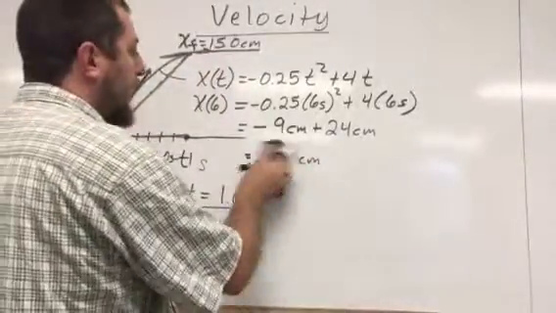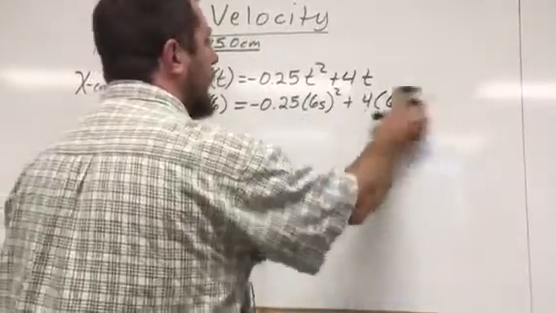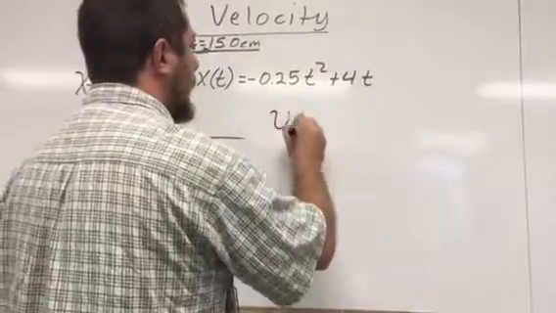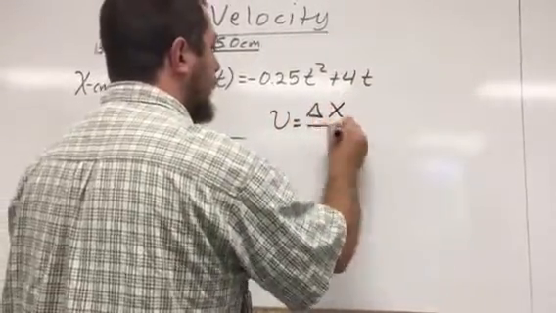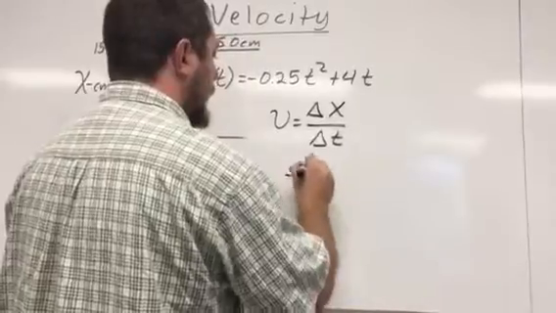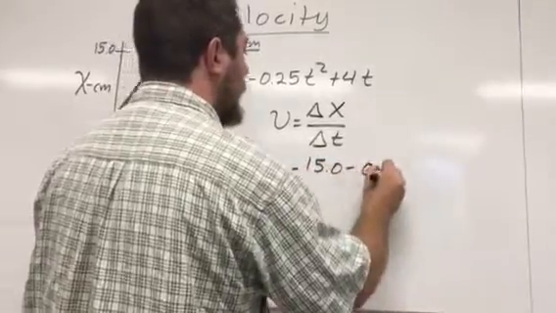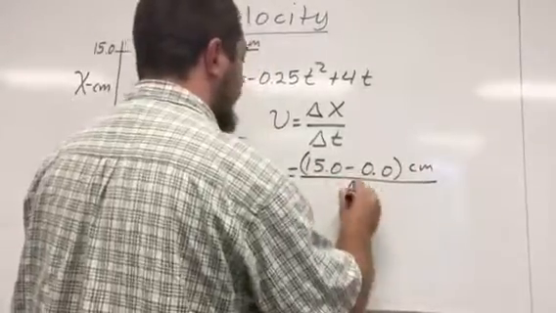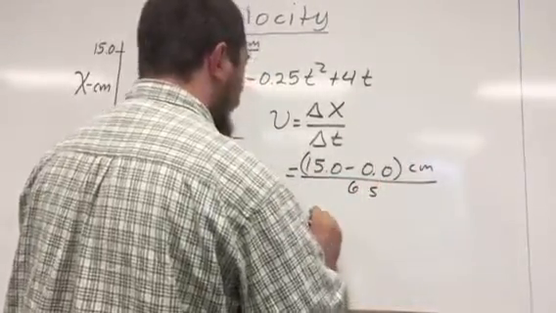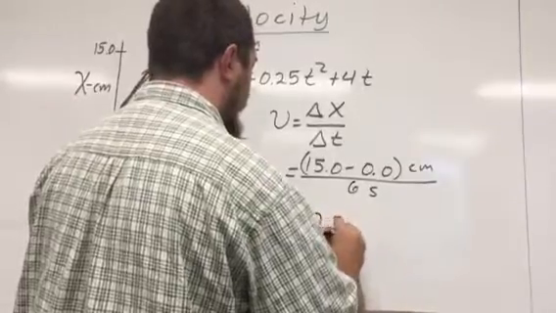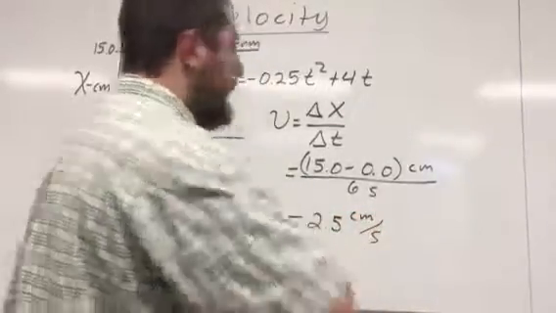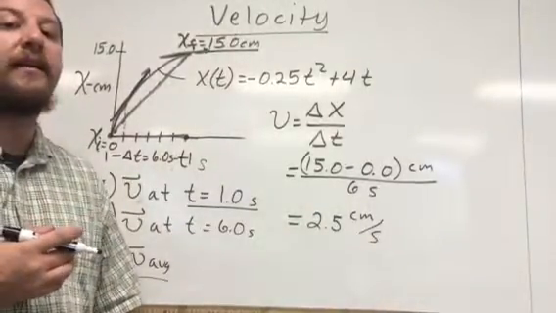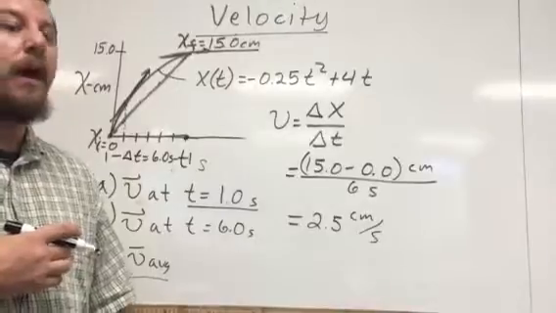So if I want to find the average velocity, I need to take delta x over delta t, which is going to be 15 minus 0 centimeters divided by 6 seconds, and that's going to give me 2.5 centimeters per second. Okay, so my average velocity is 2.5 centimeters per second.